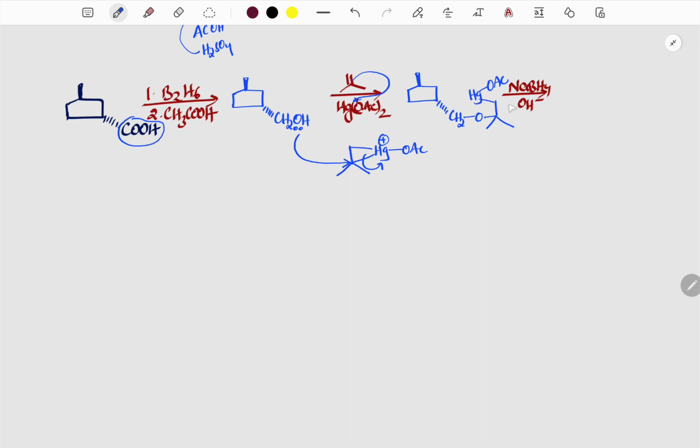Next, this mercury compound is treated with NaBH4 and OH minus, and here it undergoes free radical substitution. So simply we have to break the mercury bond and add hydrogen from the NaBH4. And at this carbon, hydrogen is added.